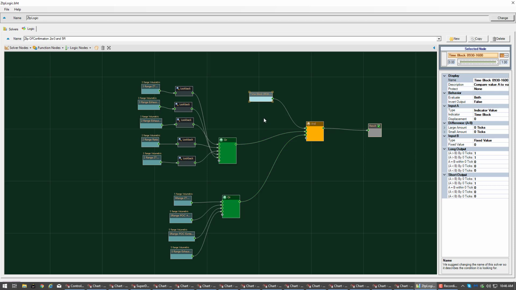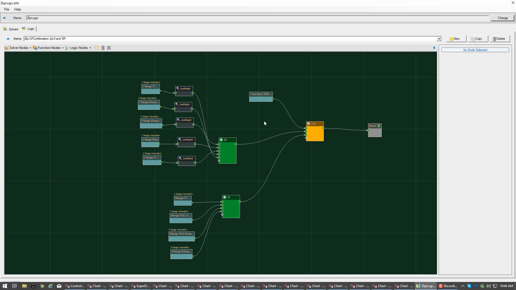Of course, I've included the 9:30 to 16:00 time block here. This was a fairly simple logic board to create, and I did an identical one for a 4-range chart so that I could test the two values. And let's take a look at what that looks like on the chart.